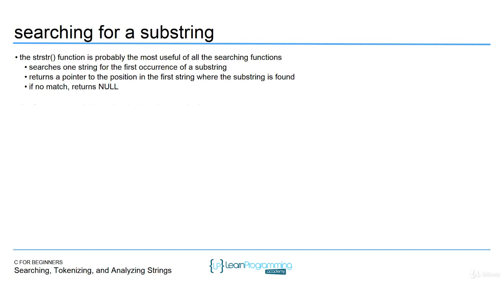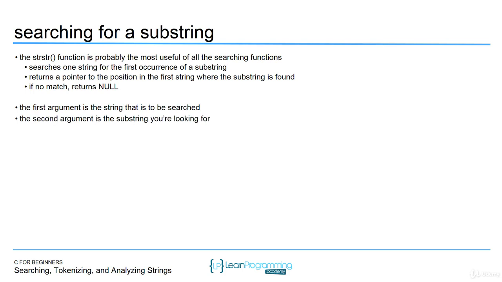It searches one string for the occurrence of a substring, and it returns a pointer to the position in the first string where the substring is found. Very similar to strchr, but it searches an entire string. If it didn't find any match, it returns null. The first argument is the string that is to be searched, just like strchr. The second is the substring you're looking for, another string.